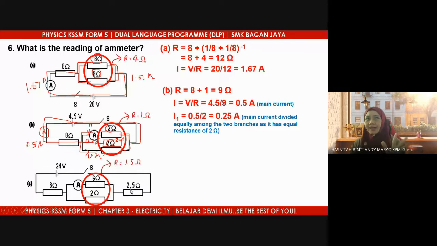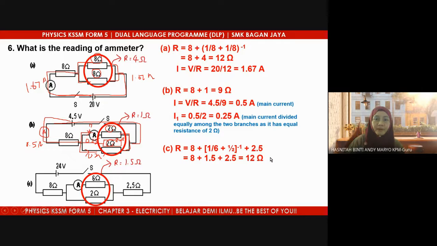So you find first, as usual, the effective resistance. Here, 1/R equals 1/6 plus 1/2, so you invert it and it will give you 1.5. Tell me, what is the effective resistance in circuit C? So 8 plus the parallel network, plus another one in series, 2.5. Yes, very good. It will give you 12 ohm. So the effective resistance for this circuit is 12 ohm.